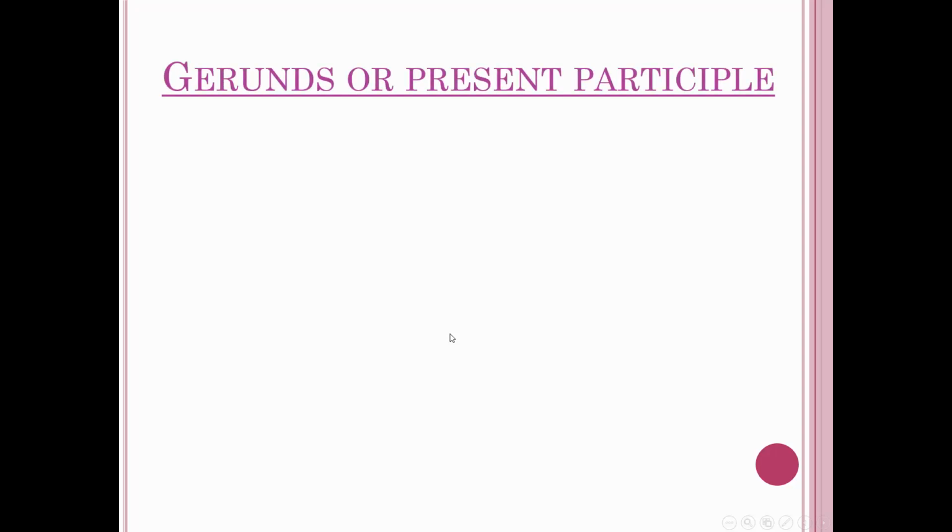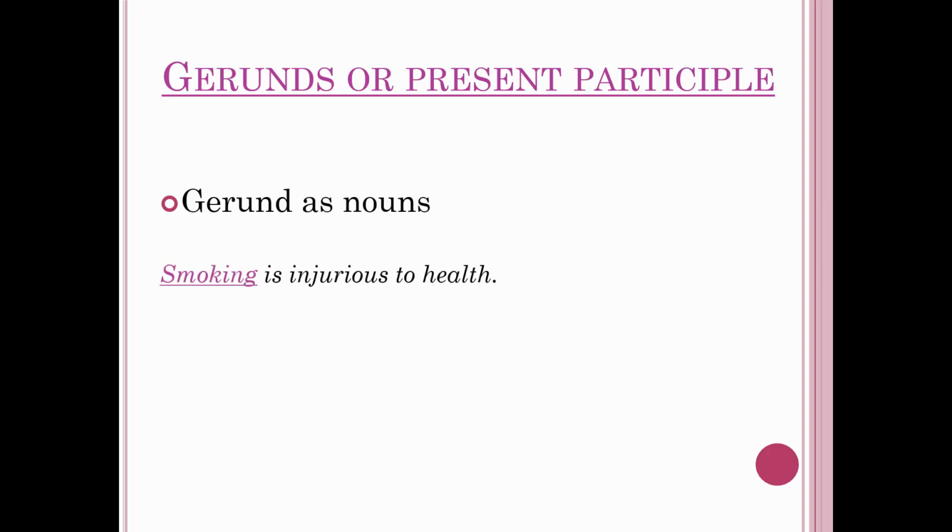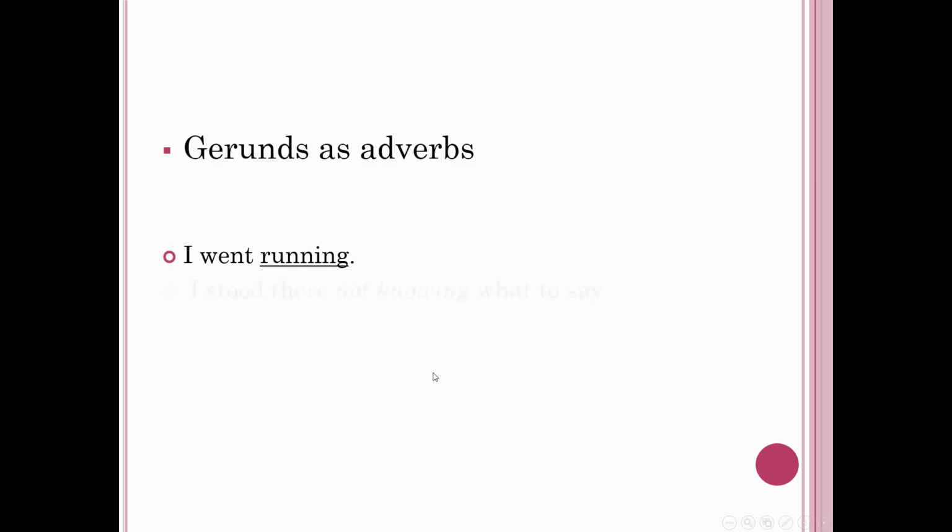Now, the difference between the gerund and the present participle is that the gerund, not the present participle, can be used as nouns, which can be subject or object. Smoking is injurious to health. He admitted cheating on the exam. Gerund can also be adverbial, as in, I went running. I stood there not knowing what to say.